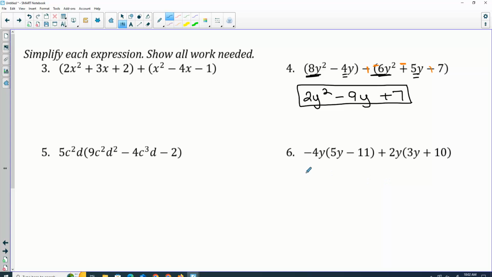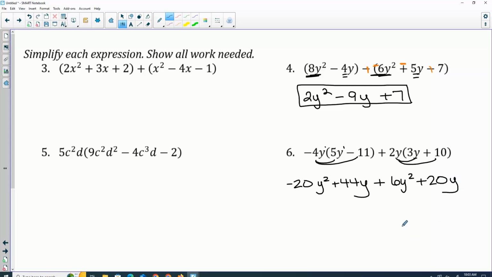All right, on number 6, what would I have to do first? Distribute. When you're multiplying, the variables do change. I have negative 4 times 5 is negative 20. Y times y, you add those exponents together, so y squared. Negative 4 times negative 11 is positive 44, we still have the y. Plus 2y times 3y is 6y squared. 2y times 10 is 20y. But you're not done.